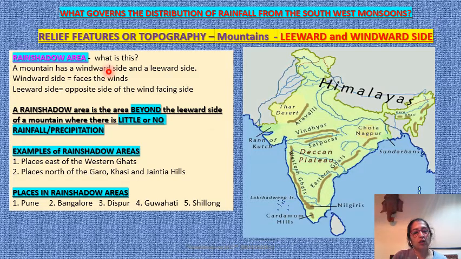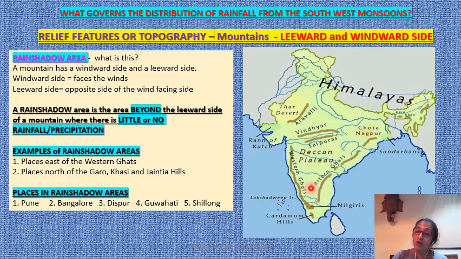So rain shadow area, what is this? A mountain has a windward side, the side towards the wind, and a leeward side. A windward side faces the winds, leeward side is the opposite side of the wind facing side. Now a rain shadow is the area beyond the leeward side of a mountain where little or no rainfall or precipitation takes place. So leeward side, a little ahead of it, is the rain shadow. Hardly any rain takes place there.